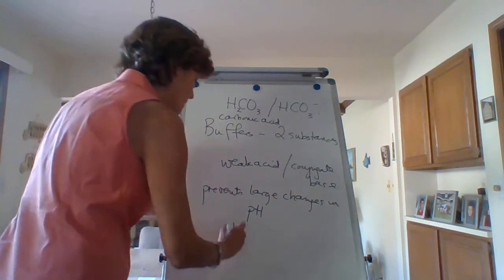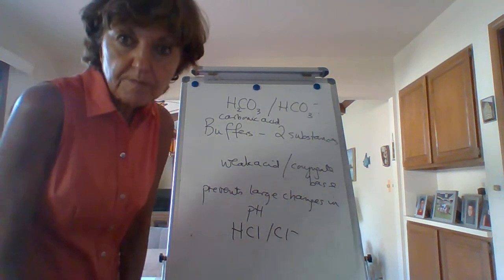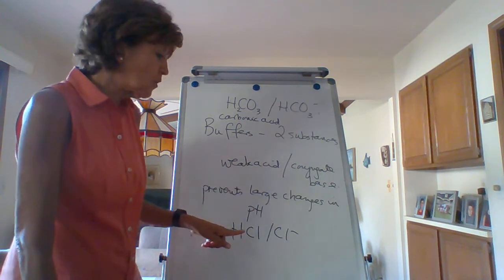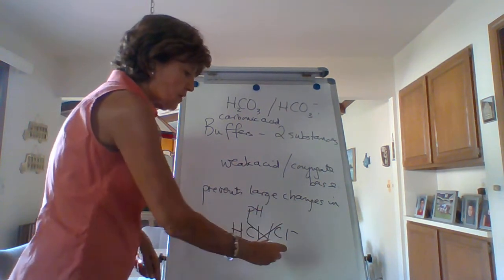Do you think HCl and Cl minus would be a good buffer? Absolutely not. Why? Because in order for it to be a buffer, you need a weak acid and its conjugate base. This is a strong acid.